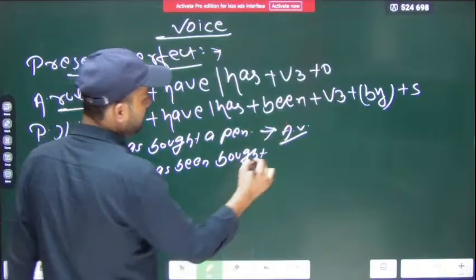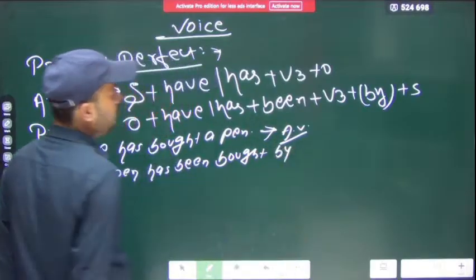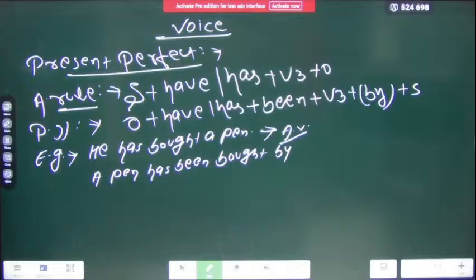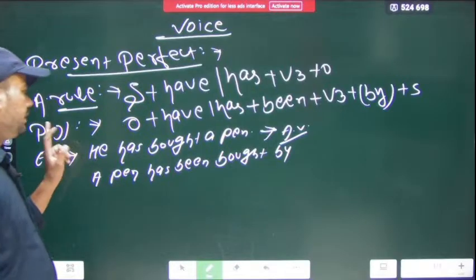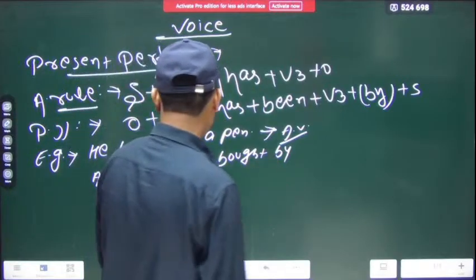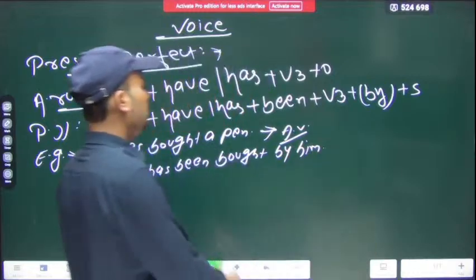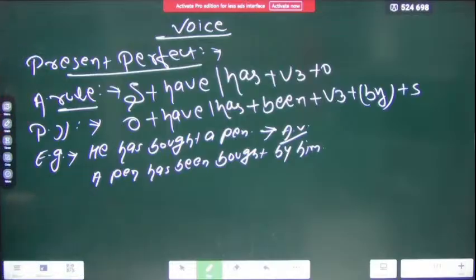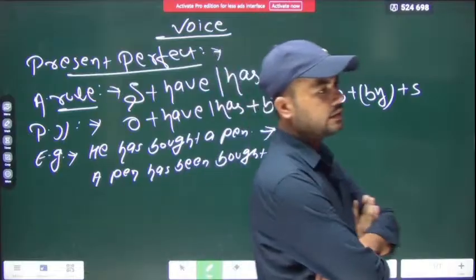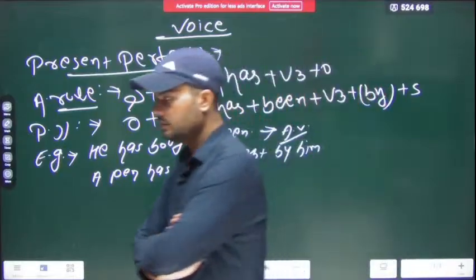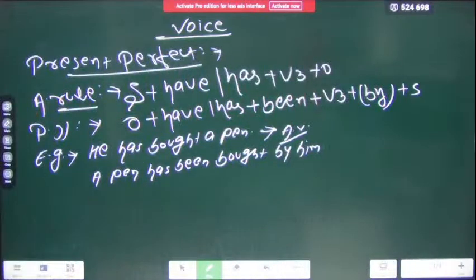Then after that comes by, so I will write by. Then the subject. He is the subject, but it is coming in the place of the object, so we will write him. So finally our sentence is: a pen has been bought by him. This is our final sentence. Please note this in your notebook.